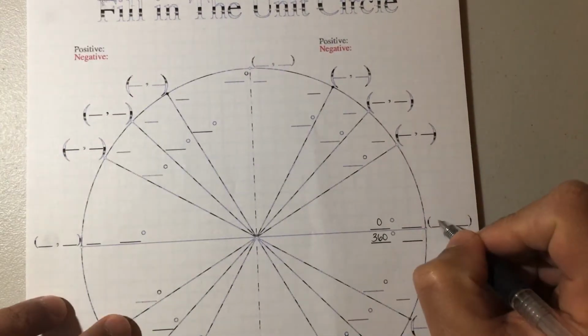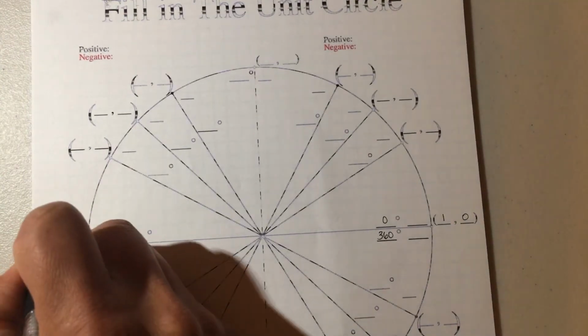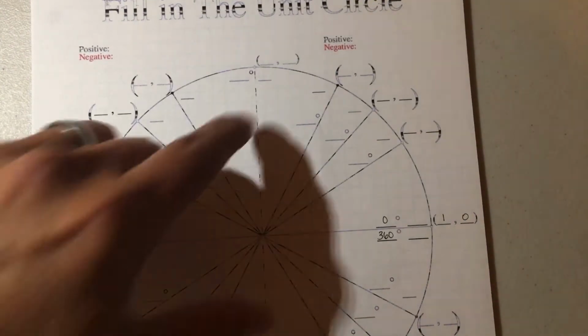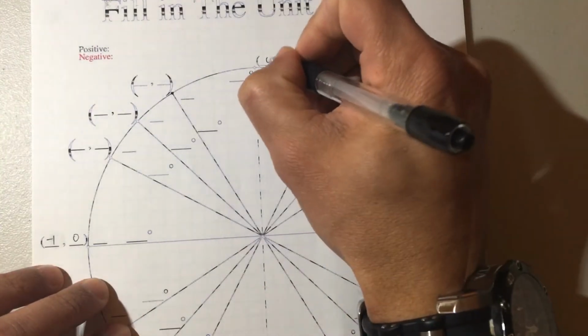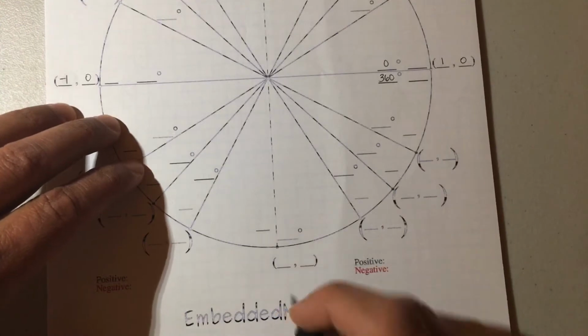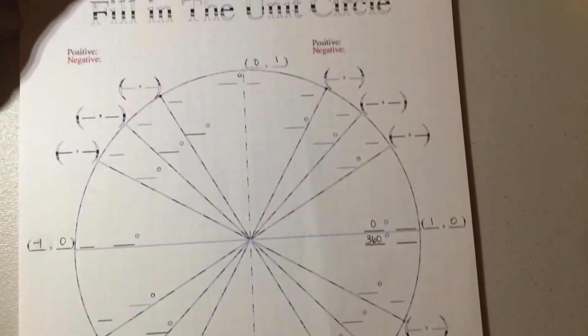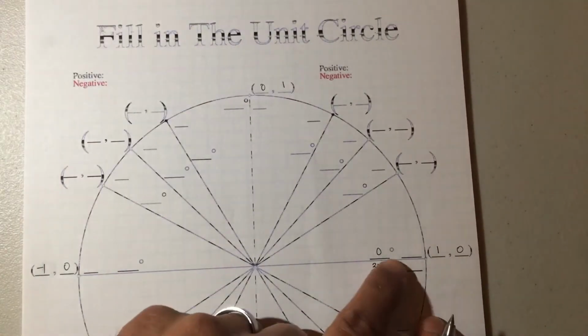On this side, you have 1, 0. On the left side, we have -1, 0. On the top, up here, you have 0, 1. On the bottom over here, you have 0, -1, because it's all 1 unit long. So that's pretty easy. Now this is 0 degrees.